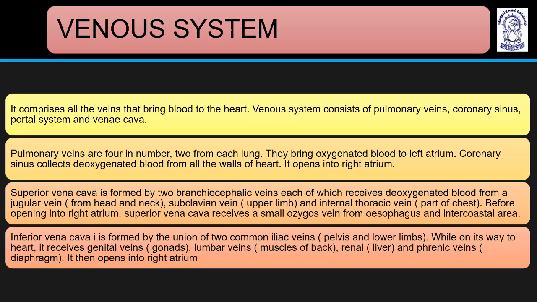Now we will talk about the venous system. It comprises all the veins that bring blood to the heart. Venous system consists of pulmonary veins, coronary sinuses, portal system, and vena cava. Pulmonary veins are four in number, two from each lung. They bring oxygenated blood to the left atrium. Coronary sinus collects deoxygenated blood from all the walls of the heart. It opens into right atrium. It is guarded by Thebesian valve.